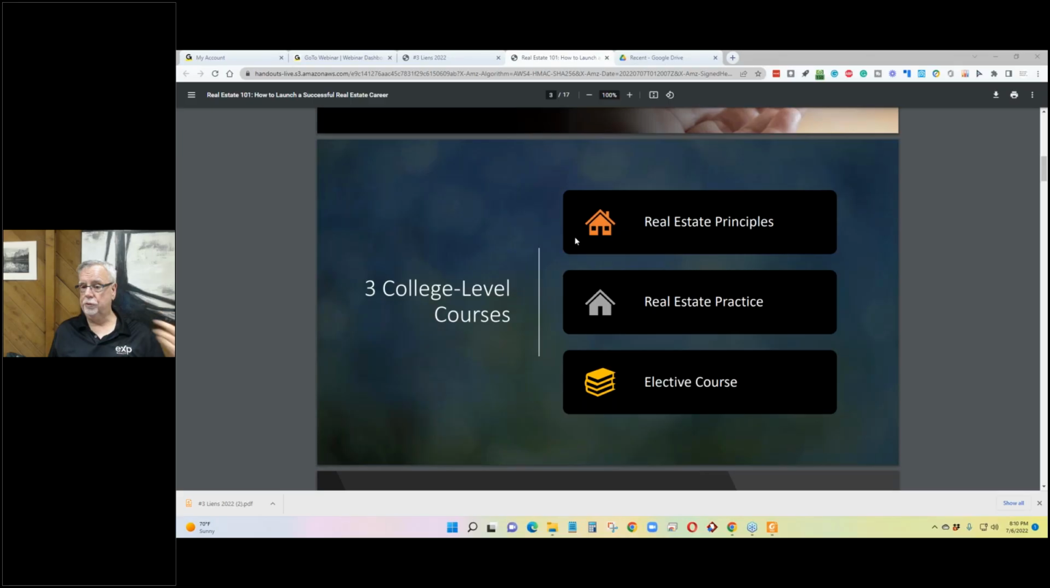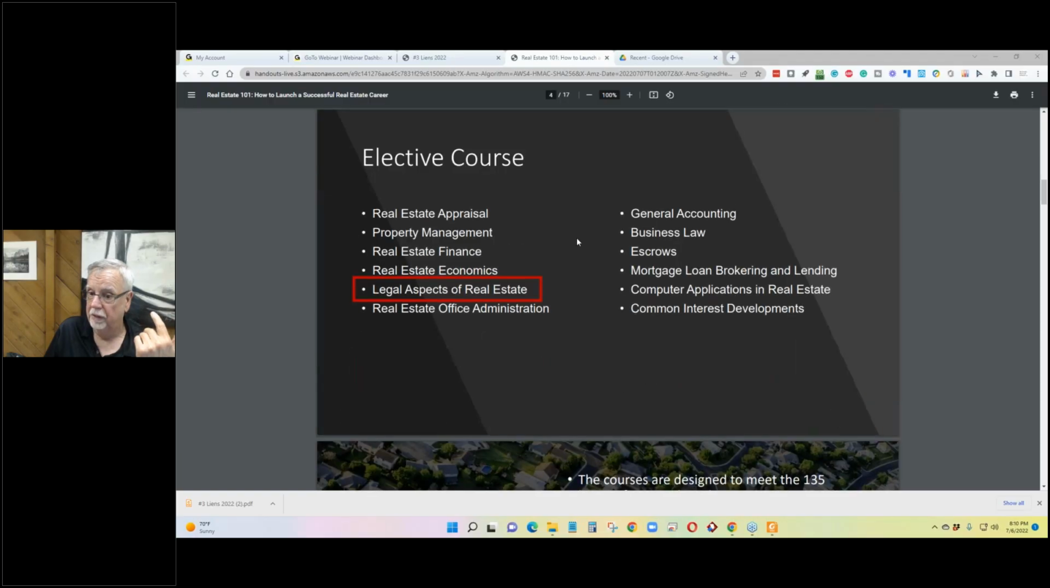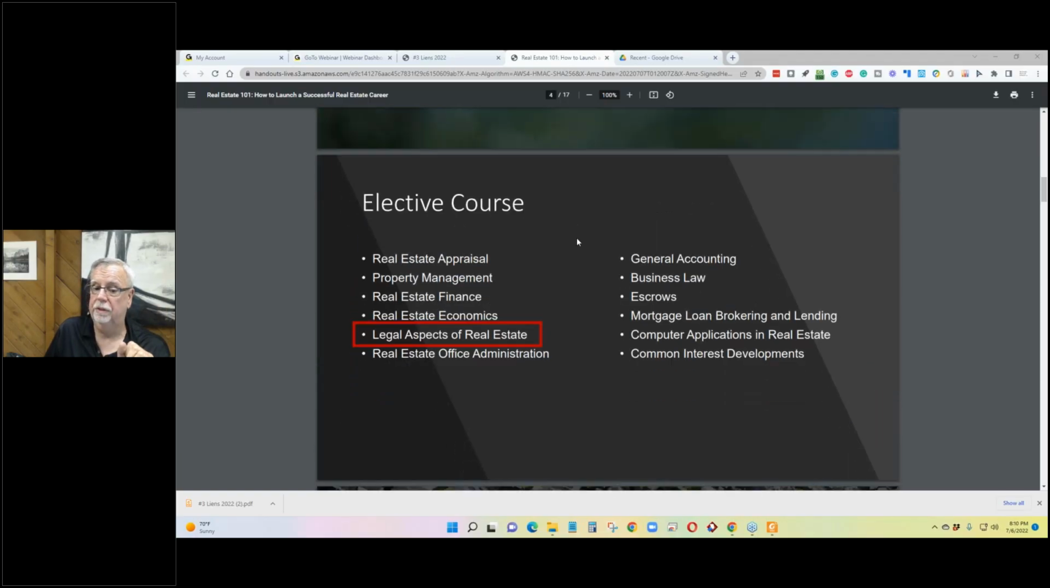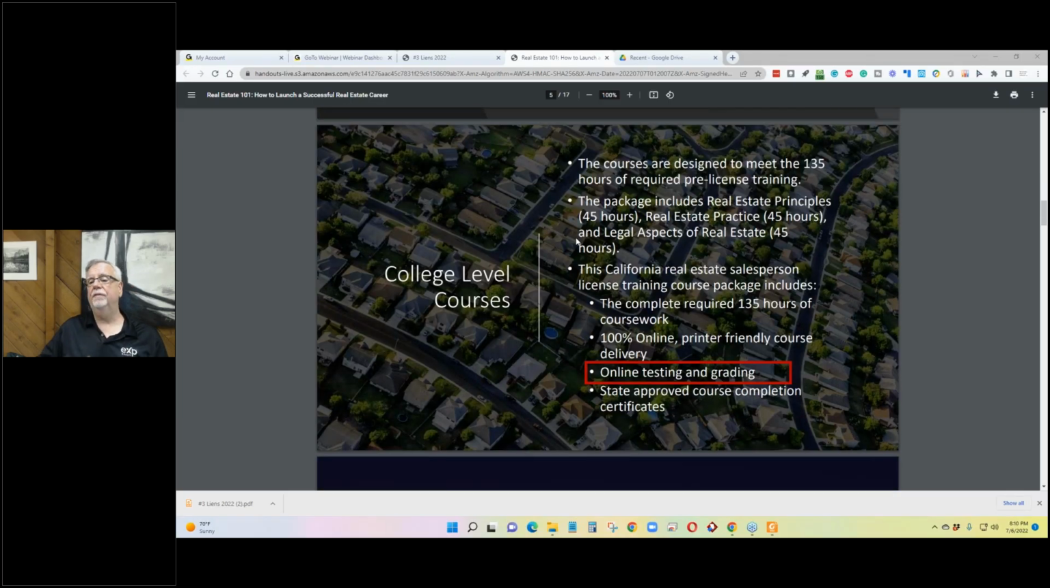The 3 college courses: one has to be real estate principles, one has to be real estate practice, and the third one is an elective, which can come from anything on this list. We've included legal aspects of real estate in our package, but any of these, if you've taken them, would qualify as the third course. You need to have 135 hours of pre-license training to take the state exam, 45 hours each of principles, practice, and legal aspects. And I'm affiliated with a company that's approved by the California Department of Real Estate to do this and issue you the certificates of completion that you need.